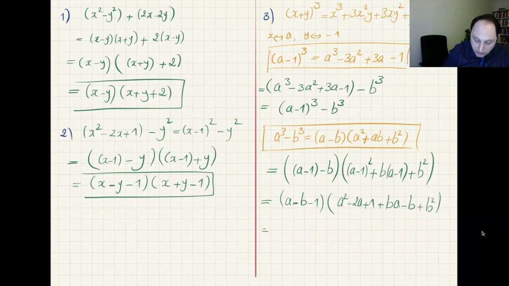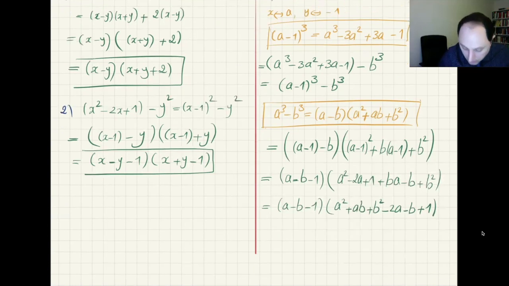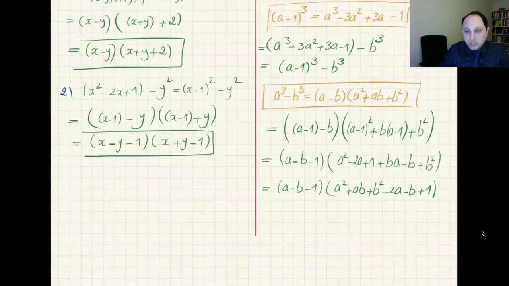So then what I get is a minus b minus 1. Then I will have a squared. So let me write ab here. Then I will have b squared. Then I will have minus 2a minus b plus 1. Okay. This is a factorized form of my polynomial, of course.